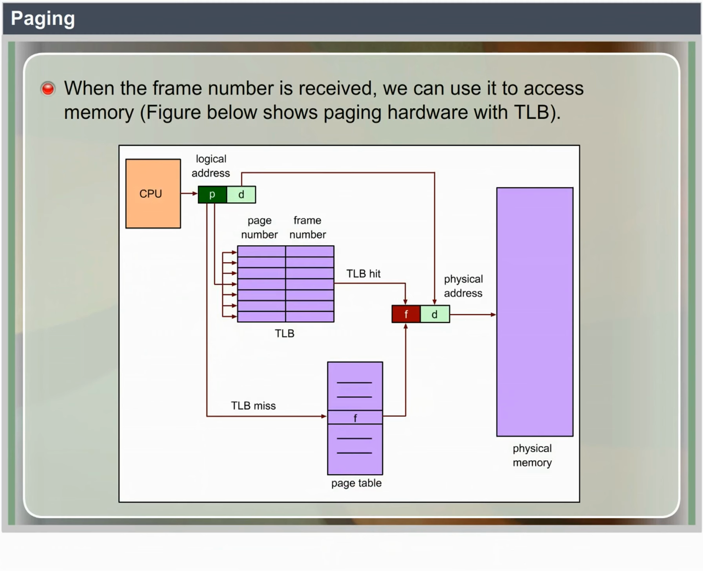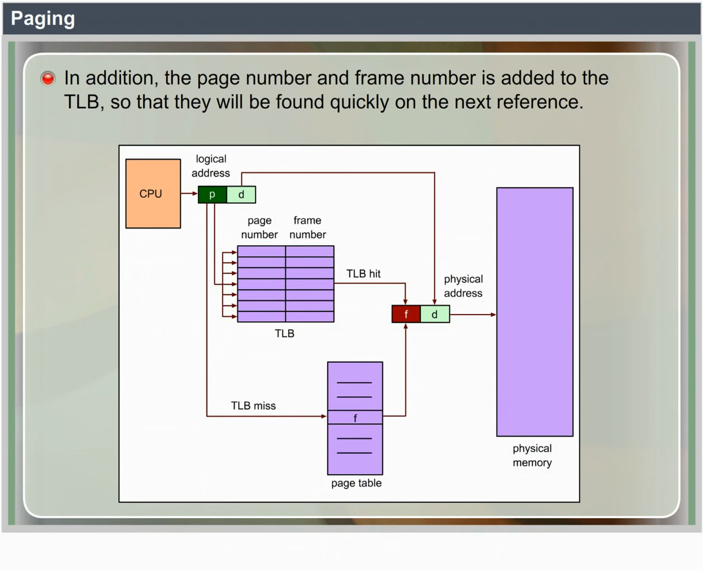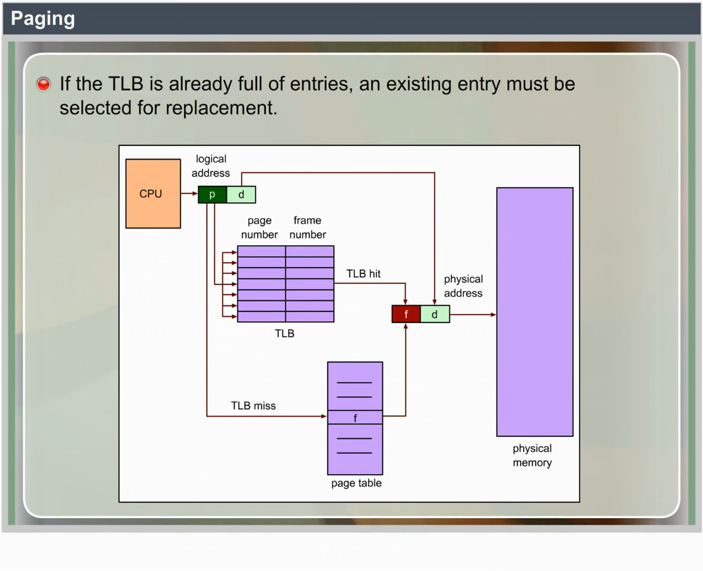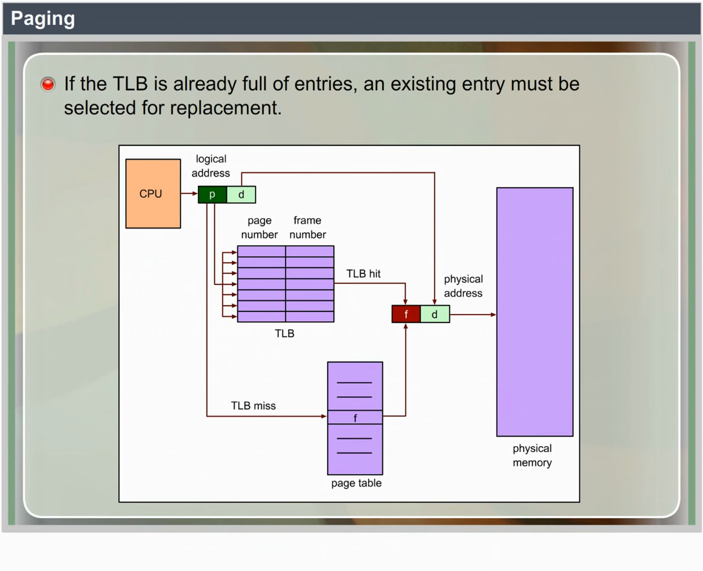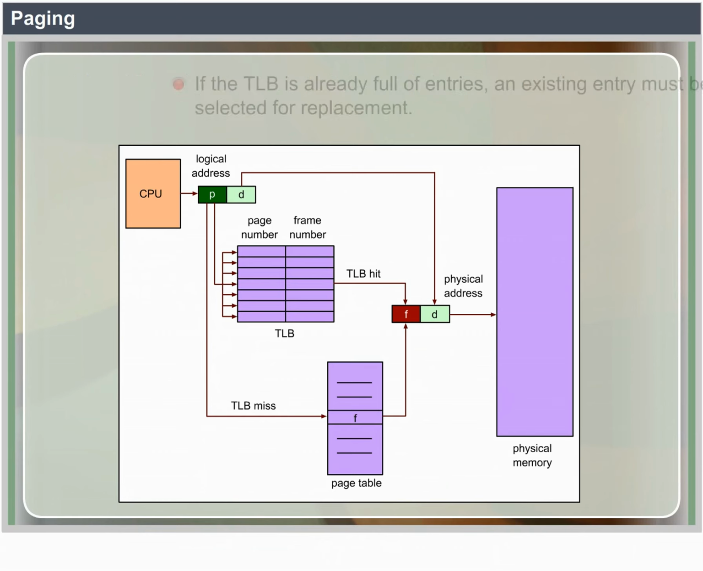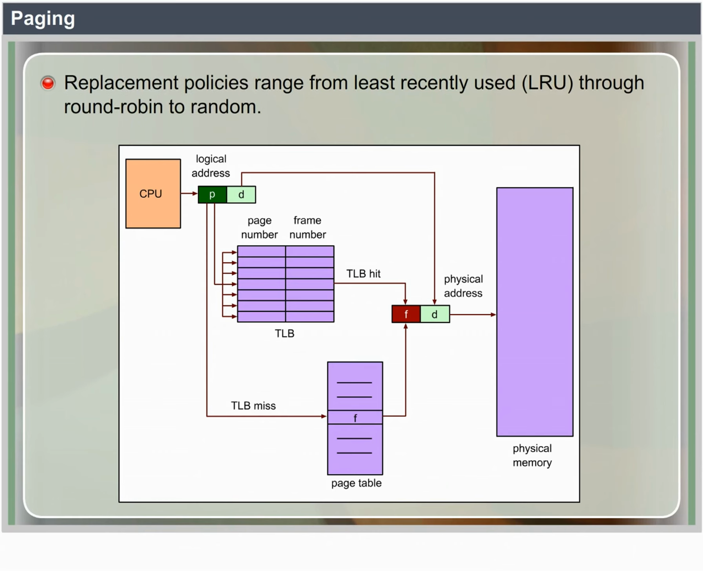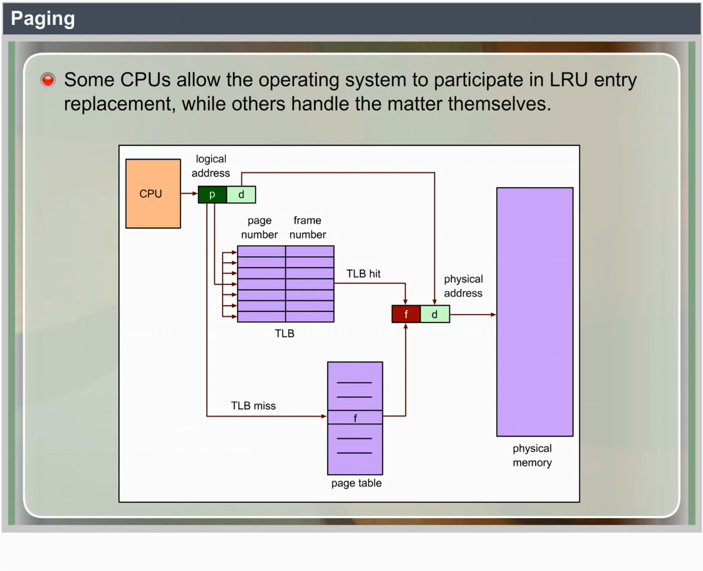In addition, we add the page number and frame number to the TLB so that they will be found quickly on the next reference. If the TLB is already full of entries, an existing entry must be selected for replacement. Replacement policies range from least recently used (LRU) through round-robin to random. Some CPUs allow the operating system to participate in LRU entry replacement, while others handle the matter themselves.